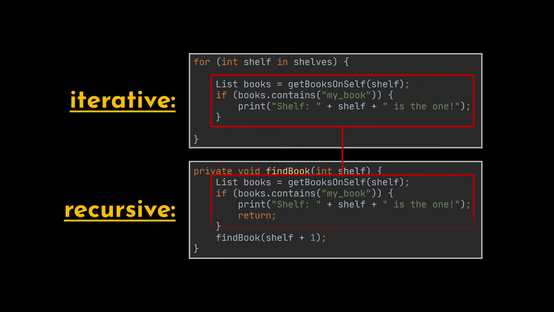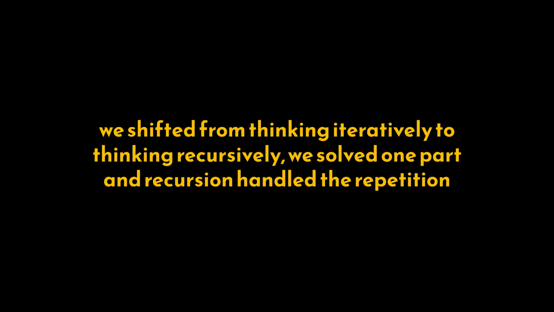Our task wasn't just to search one shelf for the book, it was to find it among all the shelves. By first solving the smaller problem, that is, searching one shelf, and then applying that same logic recursively to all the others, we end up solving the whole problem. By approaching the problem this way, we've shifted from thinking iteratively to thinking recursively, focusing on solving one part of the problem and letting recursion handle the repetition.